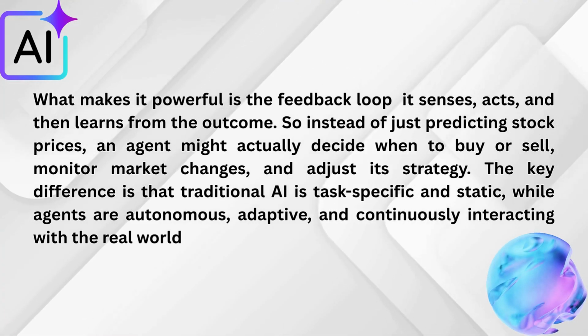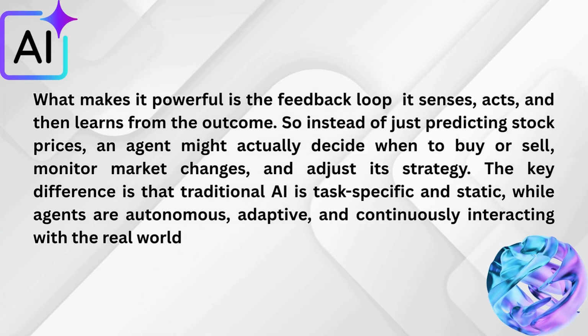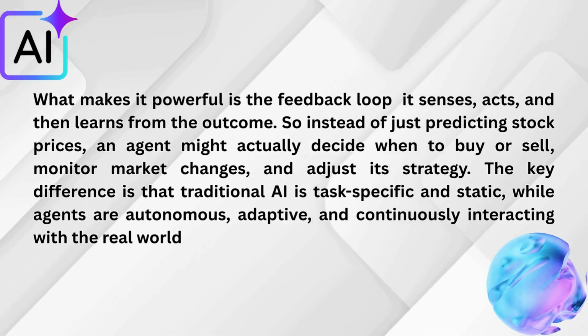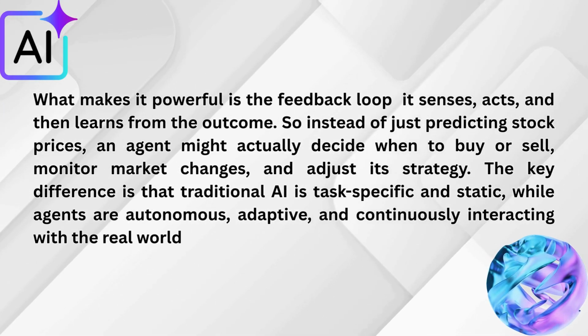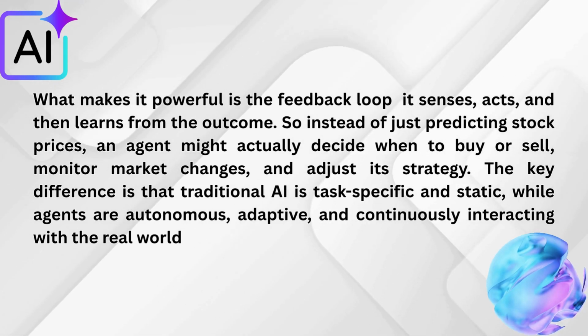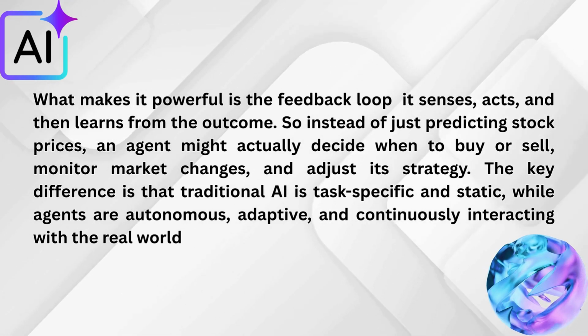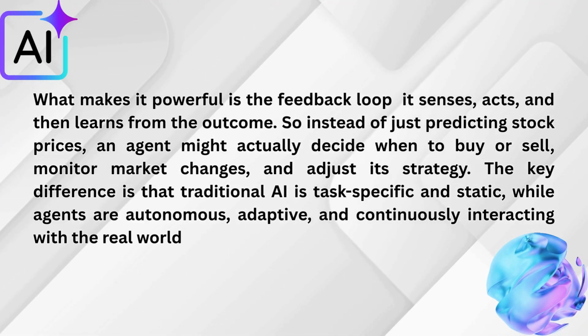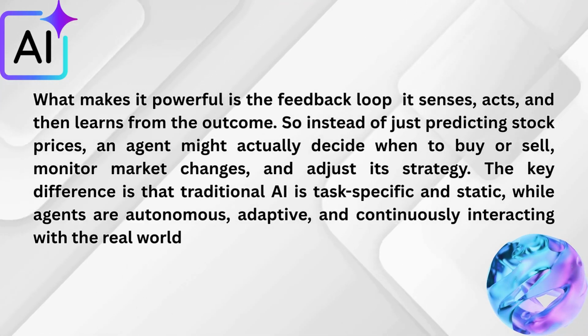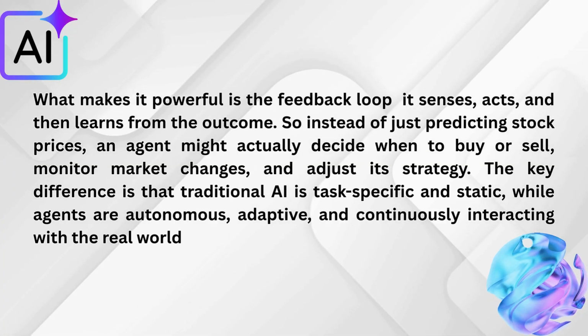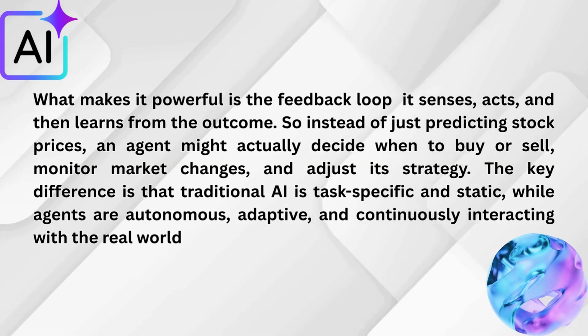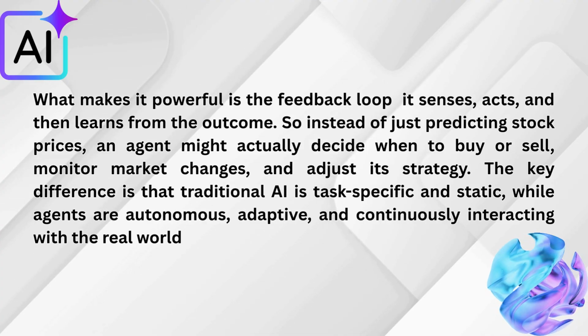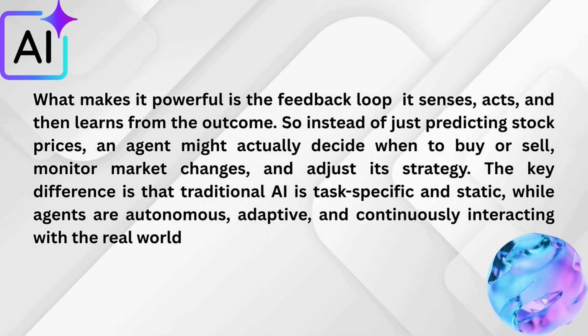What makes it powerful is the feedback loop. It senses, acts, and then learns from the outcome. So instead of just predicting stock prices, an agent might actually decide when to buy or sell, monitor market changes, and adjust its strategy. The key difference is that traditional AI is task-specific and static, while agents are autonomous, adaptive, and continuously interacting with the real world.